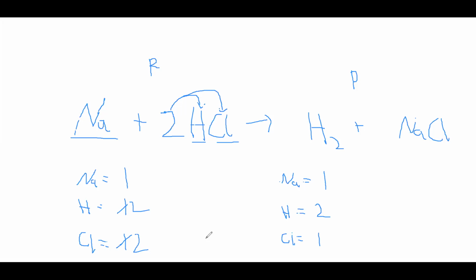What can we do with our coefficients to balance our Cl's? Can we add a 2 to the other side? Yeah, that's what I was thinking. Yep, we can add a 2 over here where this NaCl is, where the Cl's are on our product side. So if we change this guy's coefficient to a 2, now we've got 2 Cl's. Yay, that's what we're trying to do. And we got 2 Na's.